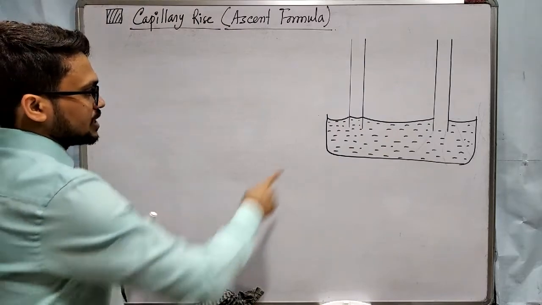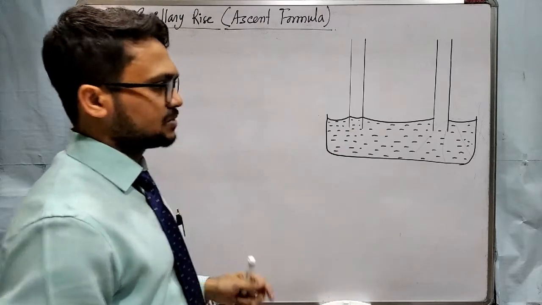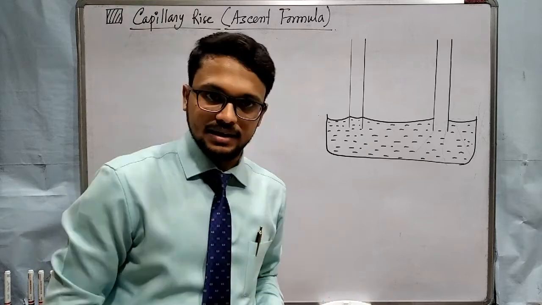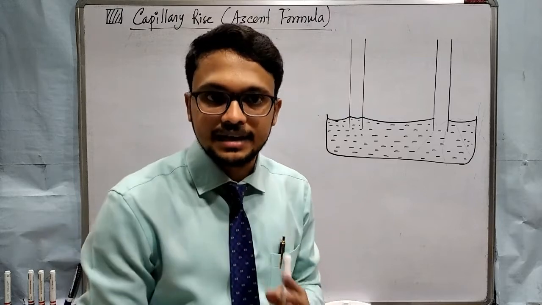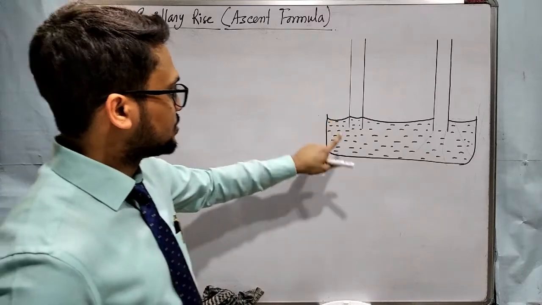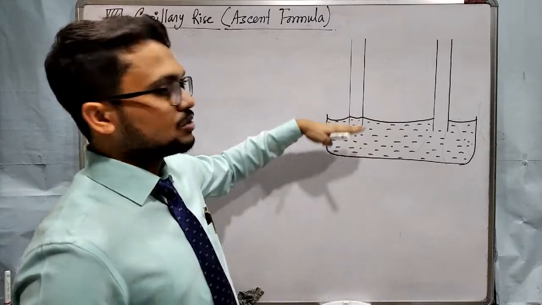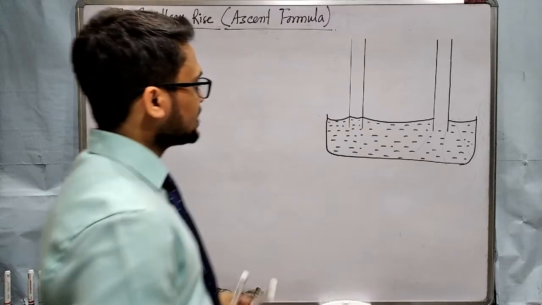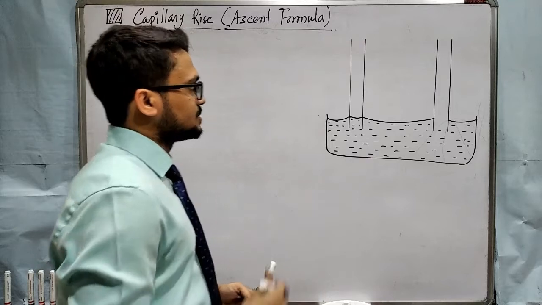If you consider this capillary, and here we are taking that kind of liquid and that kind of solid where the liquid can wet the solid container. That means the angle of contact between the solid and liquid is less than 90 degrees, an acute angle. So here the liquid will wet the container, and then the liquid will go up through that capillary. We will see why the liquid rises by some height.